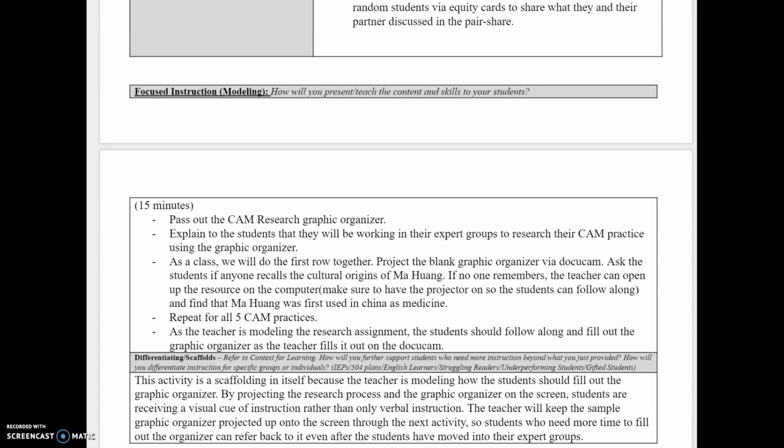So I'll project the blank graphic organizer onto the screen. And then we will go through the resources on the bibliography, find the information, and then fill the graphic organizer out together. And since the students have already explored these websites on their homework, if anybody can recall the information, they can obviously participate and help the teacher fill out the graphic organizer. But essentially in this section, I'm modeling how they would do their research portion, which is the next part of their activity.